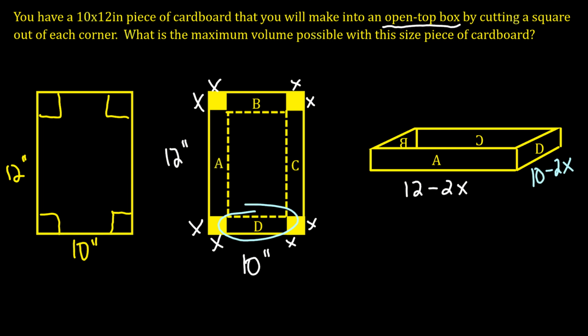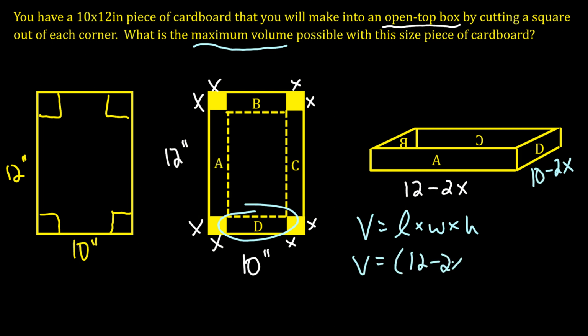Then, it says, what's the maximum volume? So we need to figure out what the volume is. The volume of any box, something you learn very early on in math, is length times width times height. Well, we have an expression for the length and width. For the length, we've got 12 minus 2x, and the width is 10 minus 2x. So we have the volume formula.